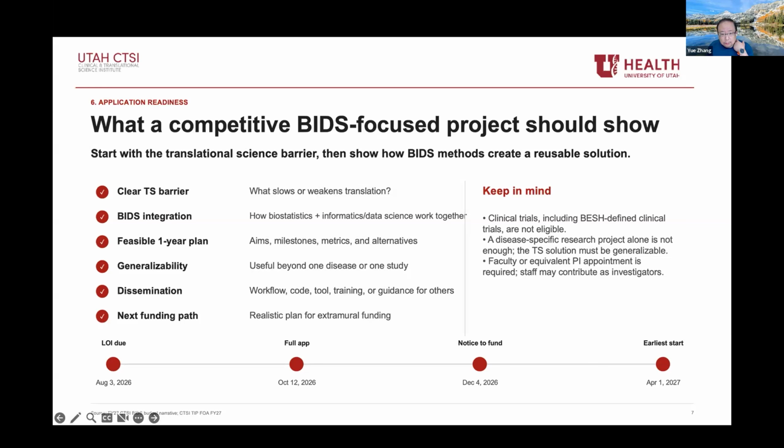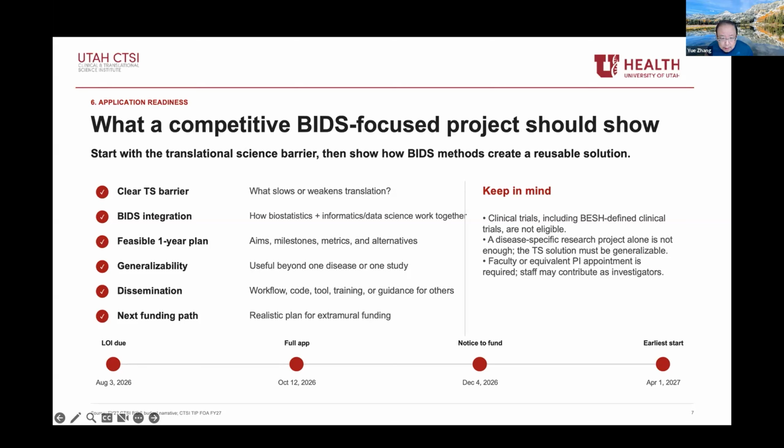Another feature is generalizability. The project should produce something that other investigators can use. For example, it could be a workflow, a code repository, an analytic pipeline, a training module, or a methodological framework. And dissemination is also very important. The application should explain how the solution will be shared with others, not just used internally for one project.